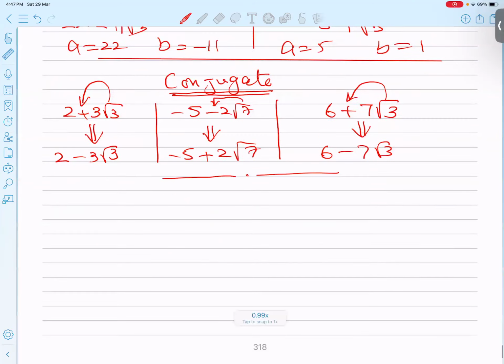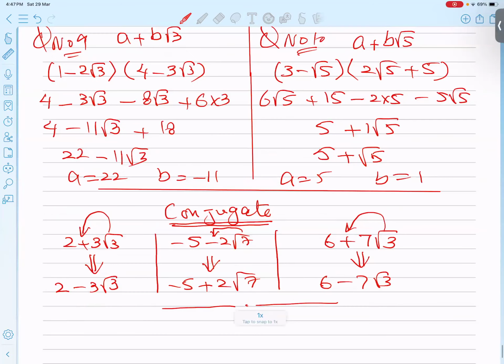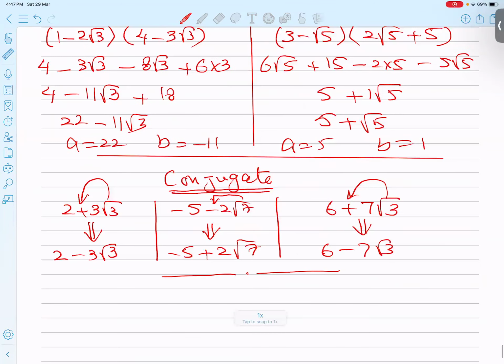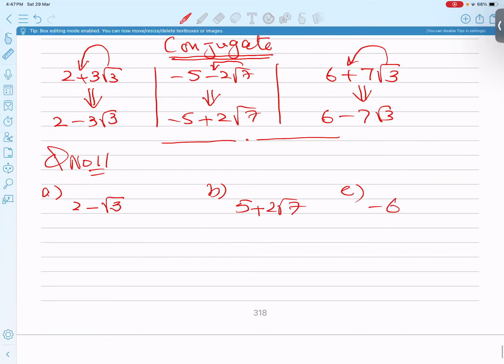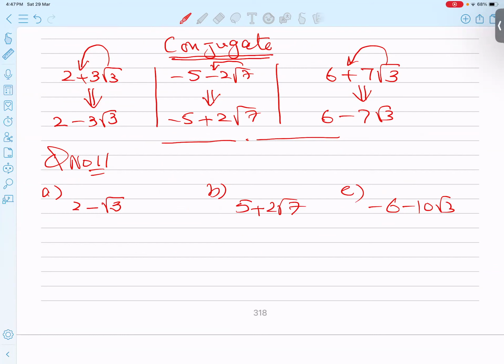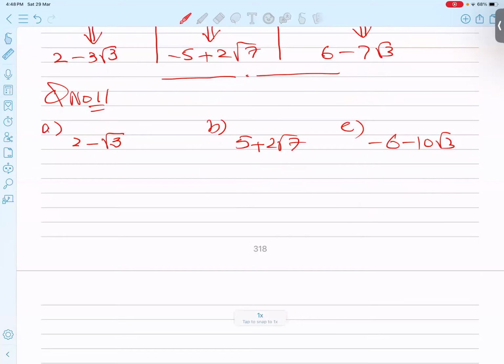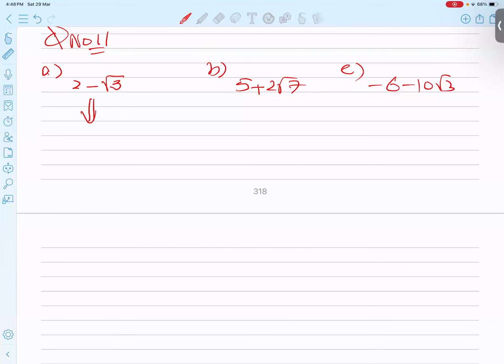This is question number 10. This is question number 11. And I'm giving 3 questions, A, B, C. So 2 minus root 3, and 5 plus 2 root of 7, and -6 -10 root of 3. So you have to find out the conjugate of all 3. I'm going to stop. The time to start, students. How to find the conjugate of all these 3.